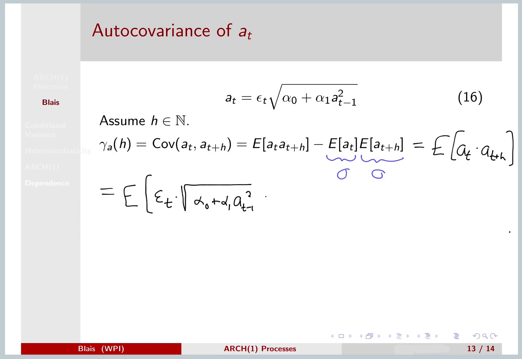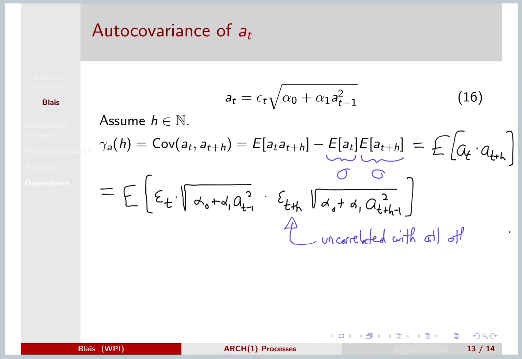And then for AT plus h, we have epsilon t plus h, square root of alpha naught plus alpha 1 AT plus h minus 1 squared. And we note, because h is a natural number, so it's at least 1, this innovation term is at a later time than any other term in the expression. And so that means this epsilon t plus h is uncorrelated with all the other terms, which means we can write the expectation of this product as a product of the expectations.